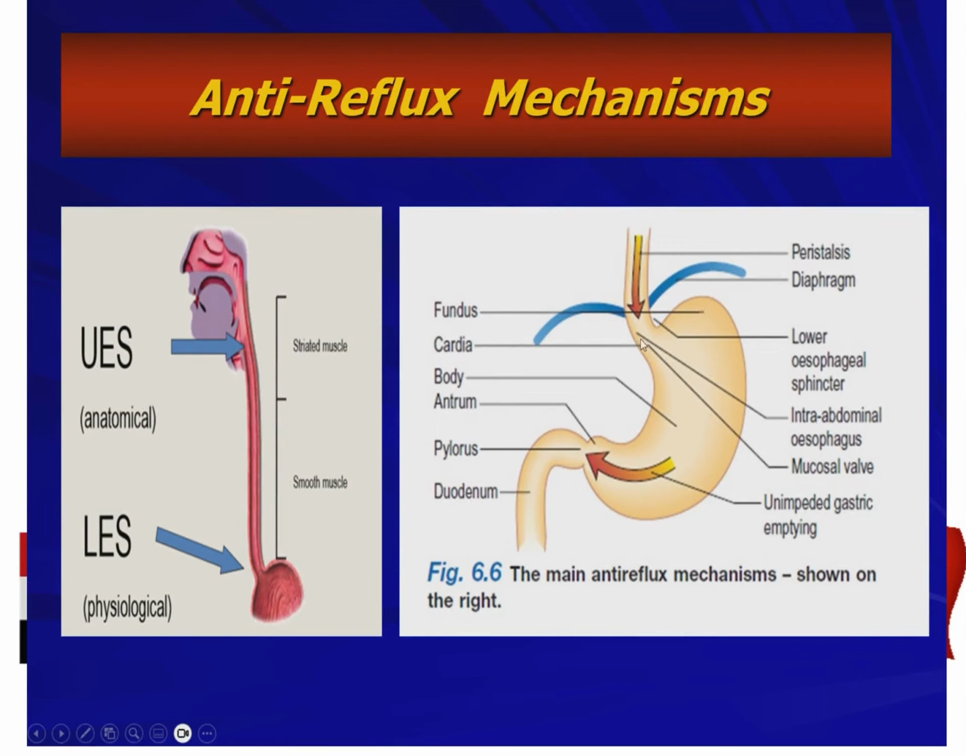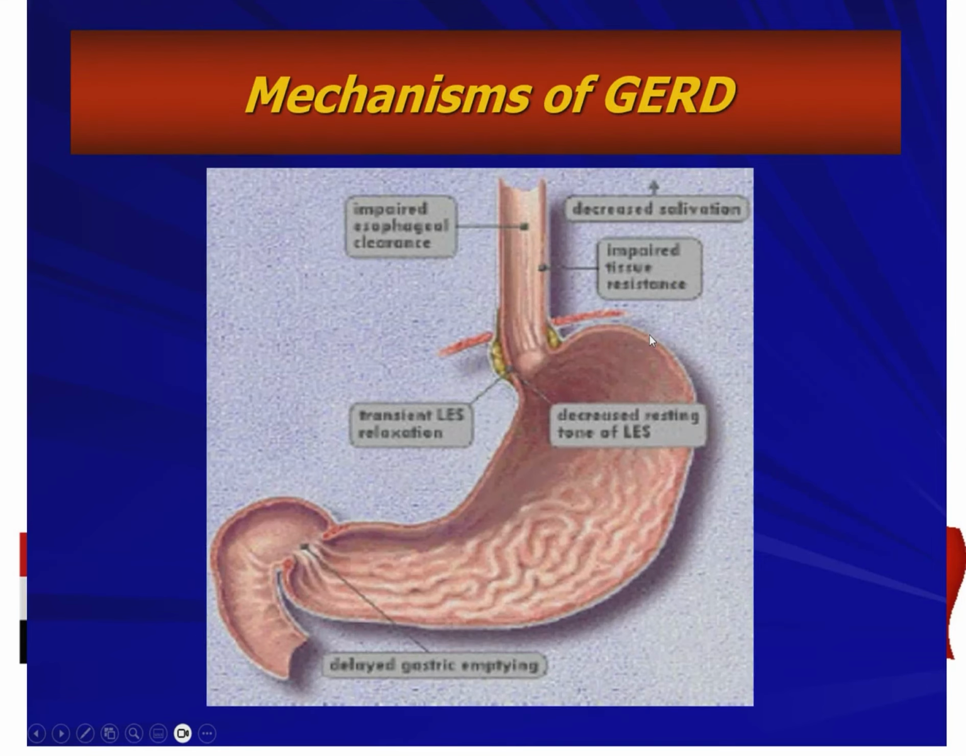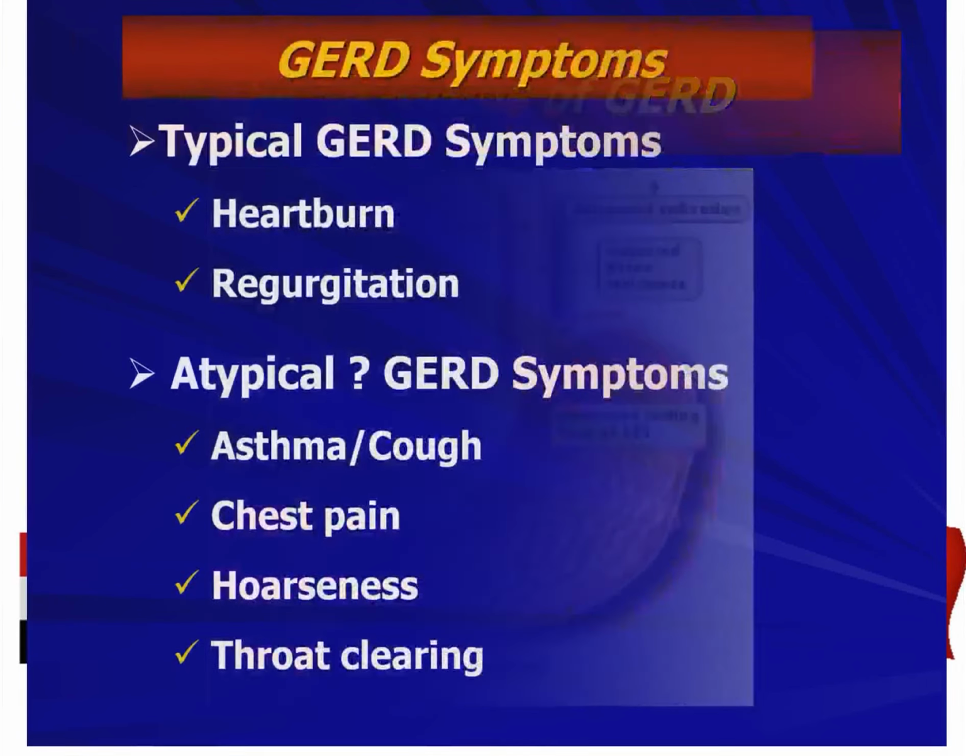We can see here the location of the LES, or the lower esophageal sphincter, below the diaphragm. We can see the esophagus joins the stomach with a special angle, which is the angle of His, specially designed to prevent the gastroesophageal reflux. So any impairment of this mechanism results in gastroesophageal reflux disease.